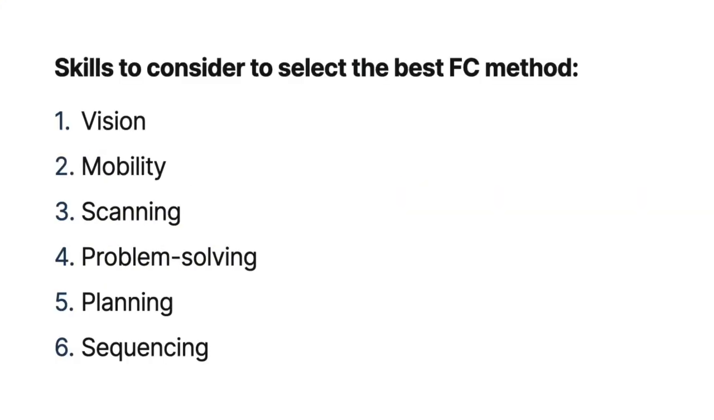All children are unique and will work best with a certain method. The correct functional communication method will be determined through considering the child's skills, vision, mobility, scanning, problem solving, planning, and sequencing. Medical concerns are also considered, such as considering if the child has the respiratory ability to pronounce words. Please consider working with a consultant or a specialist to make the correct decision for your child.